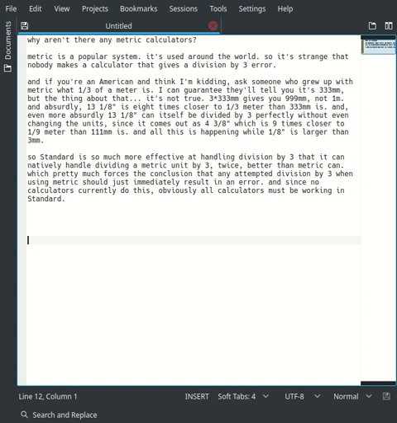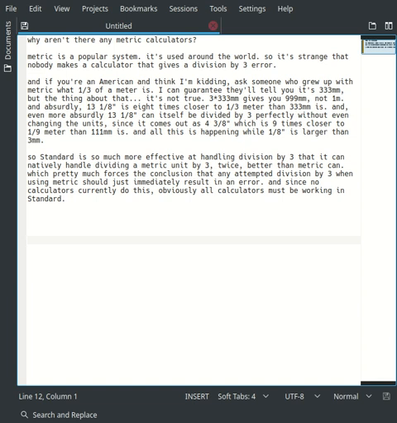Right? And if you're an American and you think I'm kidding, ask someone who grew up with metric what 1/3 of a meter is. I can guarantee they'll tell you it's 333 millimeters. I've asked this question of many, many people, and they all have so far said 333 millimeters. But the thing about that, it's not true.